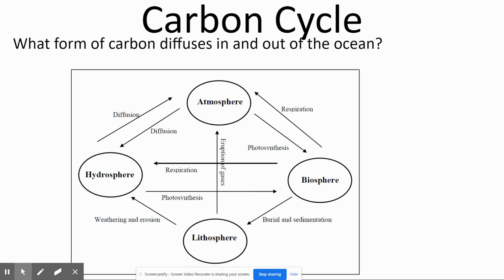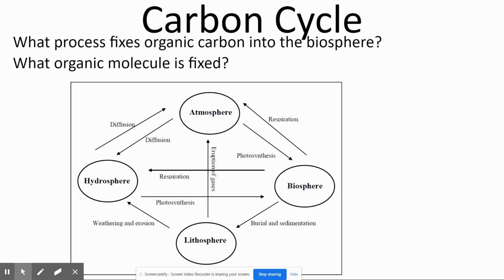So what form of carbon diffuses in and out of the ocean? This would be carbon dioxide. Carbon dioxide diffuses in and out of the ocean. Okay, so it says, what process fixes organic carbon into the biosphere? That is photosynthesis. And what organic molecule is fixed? This would be sugar or glucose, because that's the product of photosynthesis.